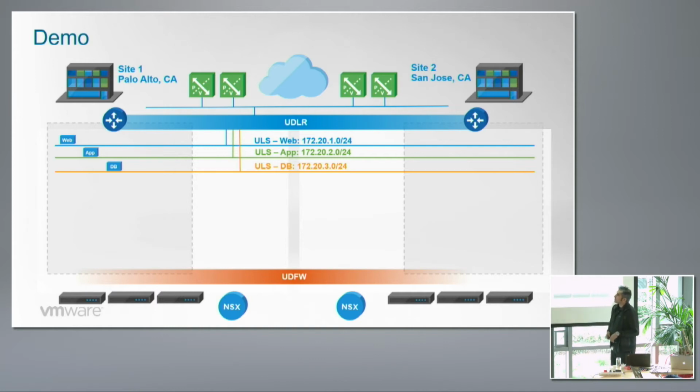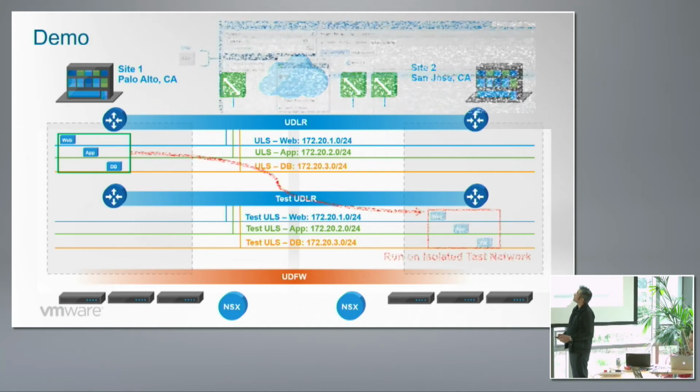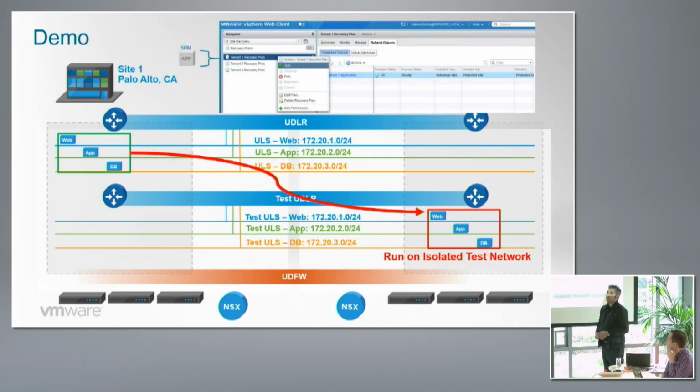So here I have my production network. Okay, here's my production application. With NSX, I can very easily replicate that entire network, including the subnets, and create an isolated test environment. Okay? So now from my disaster recovery orchestration tools, such as SRM, I can run a test, and I can bring up placeholder VMs on these test networks and test my disaster recovery plan without any disruption to the production environment or the production application.